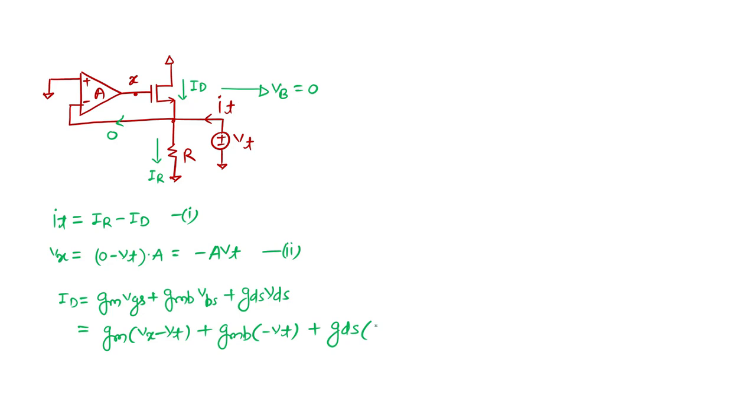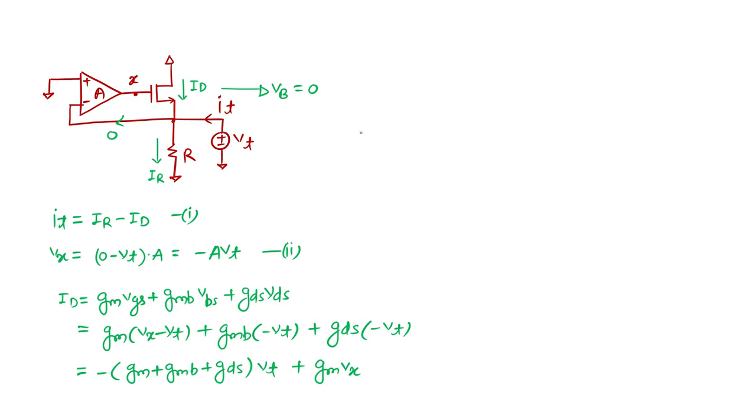BDS component drain at its ground, so minus VT. So what I can say, this is IT. Okay, so what is ID? ID is minus GM plus GMB plus GDS times VT plus GMB VX. This is my ID. Okay.